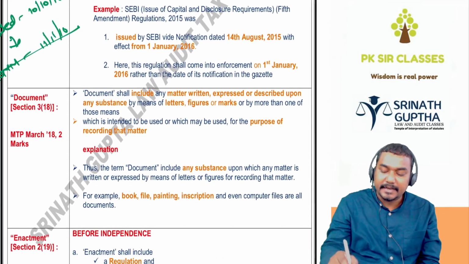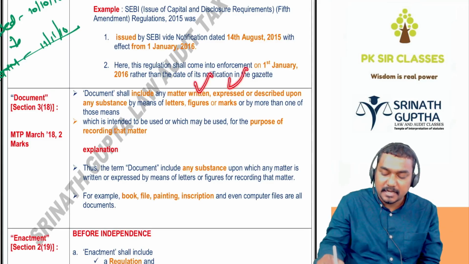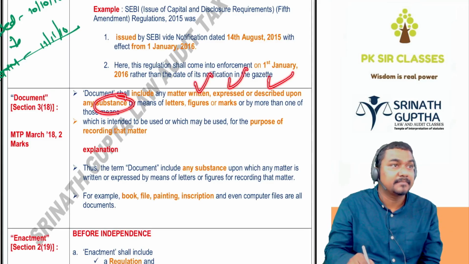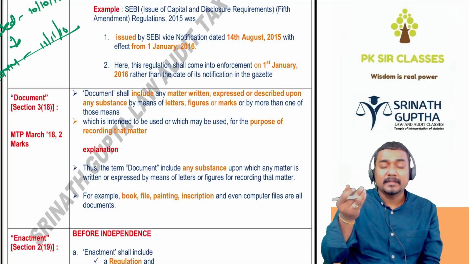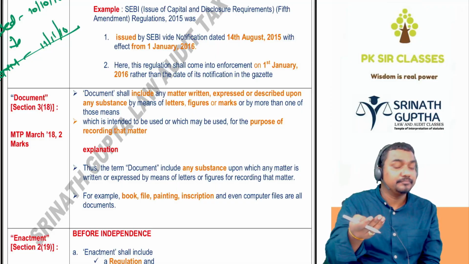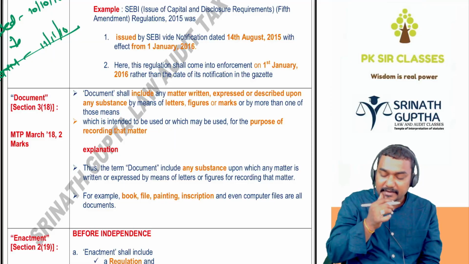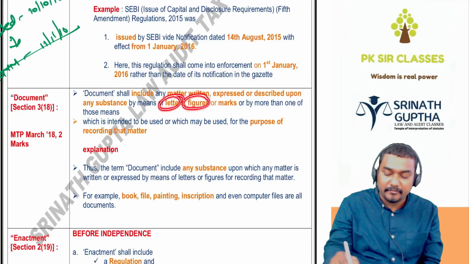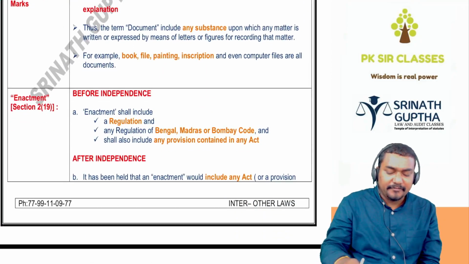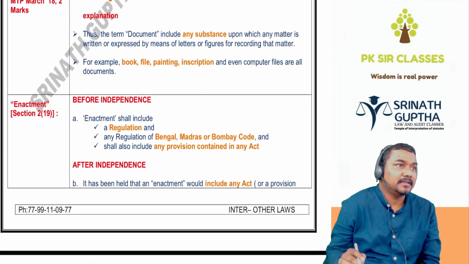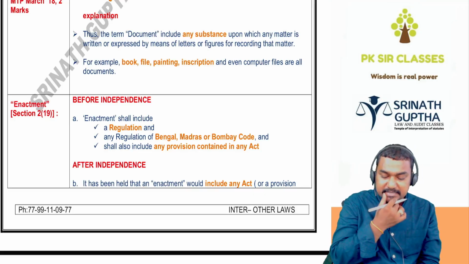Document includes any matter written, prescribed, or described on any substance. The substance may be paper, metal, or leaf. Why we are writing, what we are writing, in the form of letters, figures, or marks. Next, definition of the enactment. This was not asked in the exam.